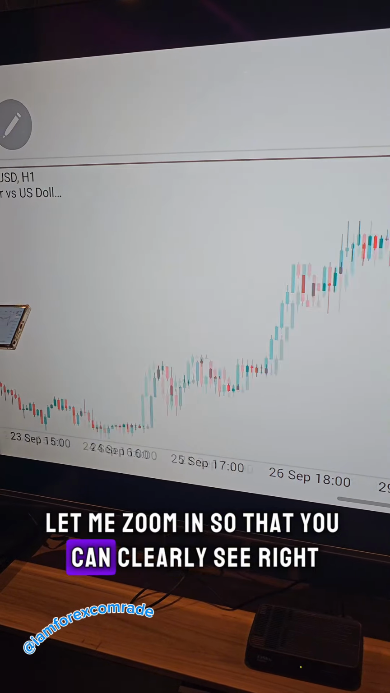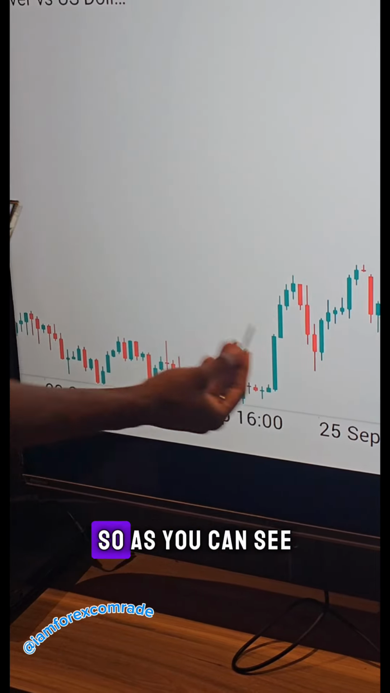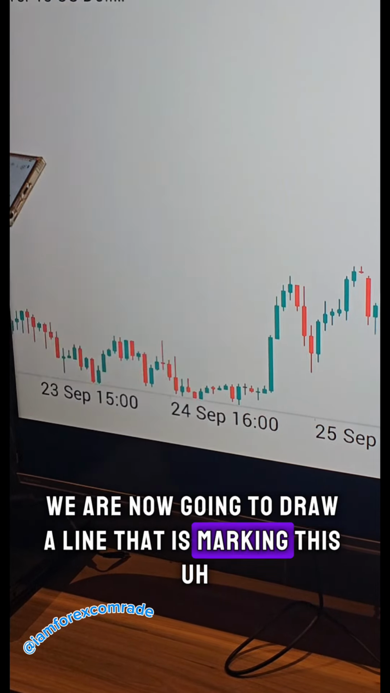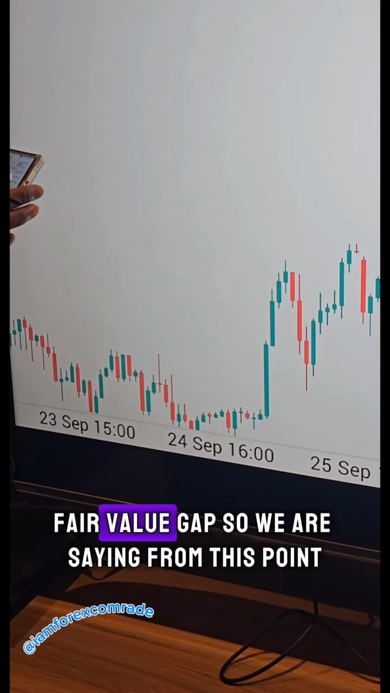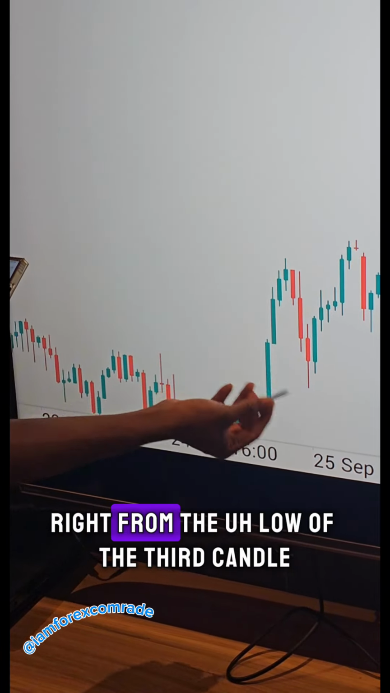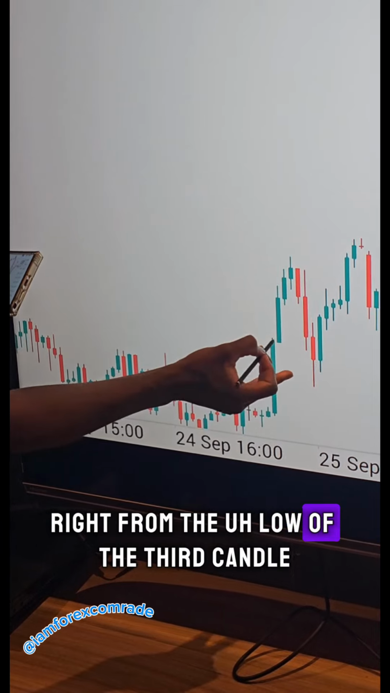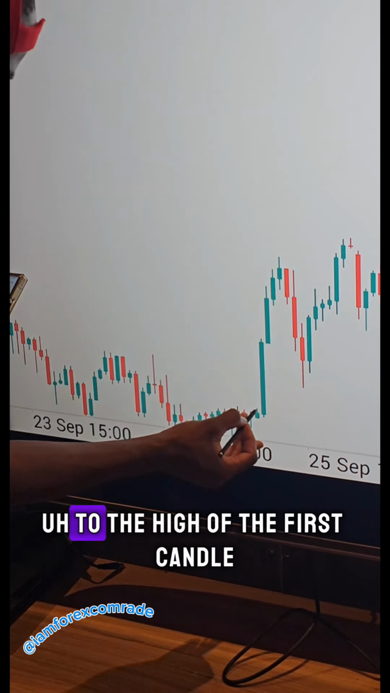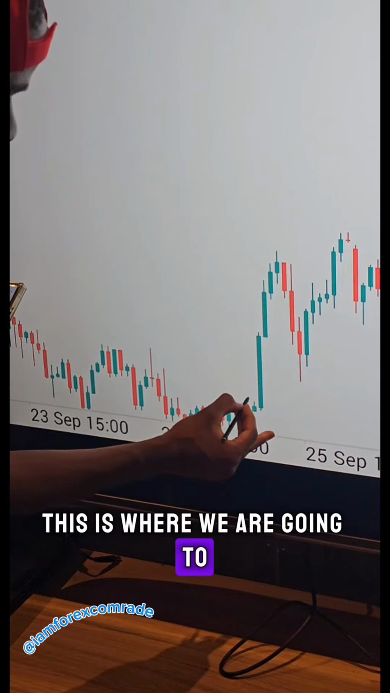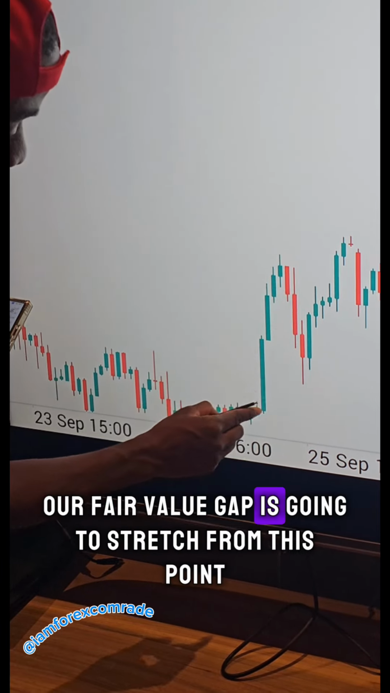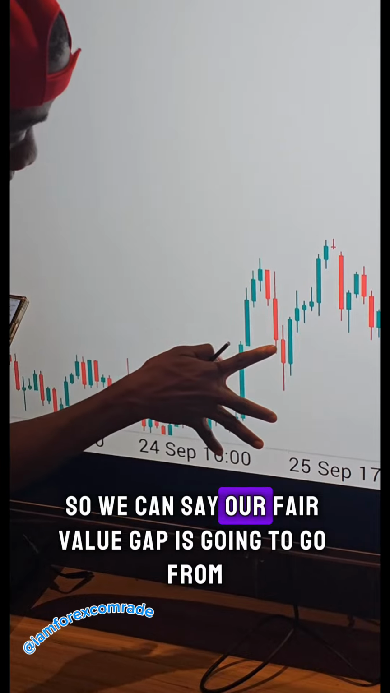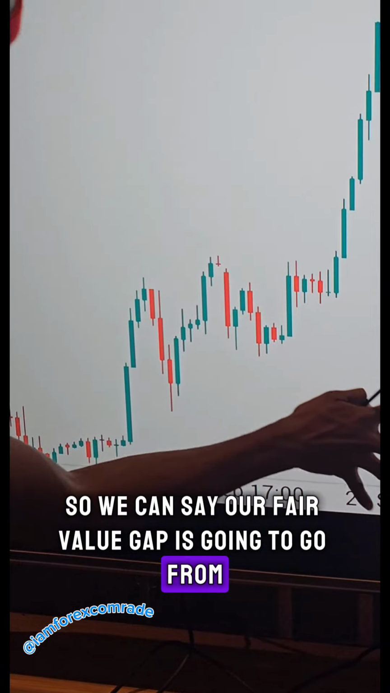Let me zoom in so that you can clearly see. As you can see, we are now going to draw a line that is marking this fair value gap. So we are saying from this point, from the low of the third candle to the high of the first candle, this is where we are going to. So our fair value gap is going to stretch from these two points.